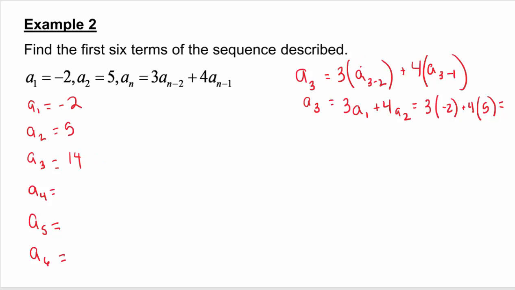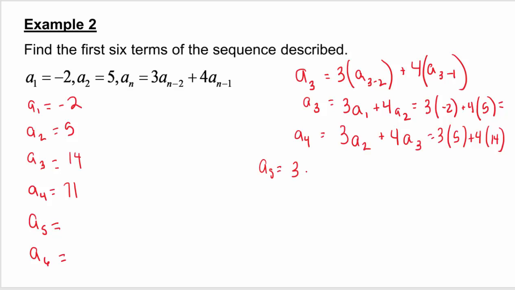So if you look at this, I'm using 2 previous terms plus 1 previous term. So my fourth term is going to be 3 times 2 previous terms plus 4 times the previous term, so that's the third term. So that's going to be 3 times my second term, which is 5, plus 4 times 14. And I bet you these are going to end up being some pretty big numbers. I got 71 here.